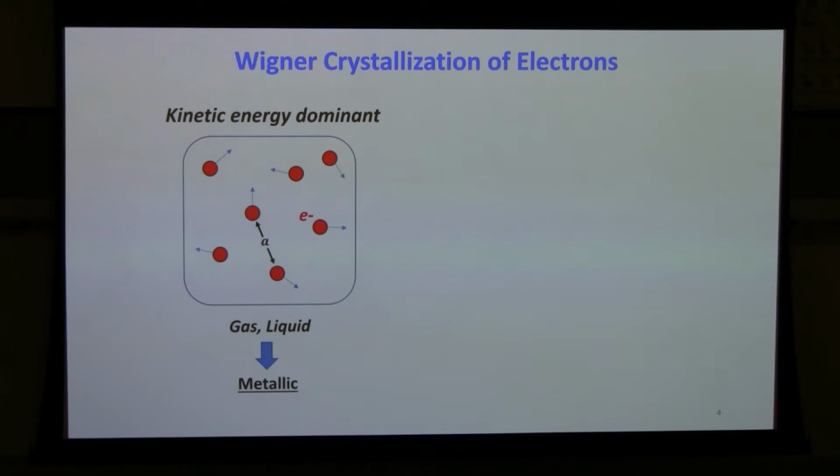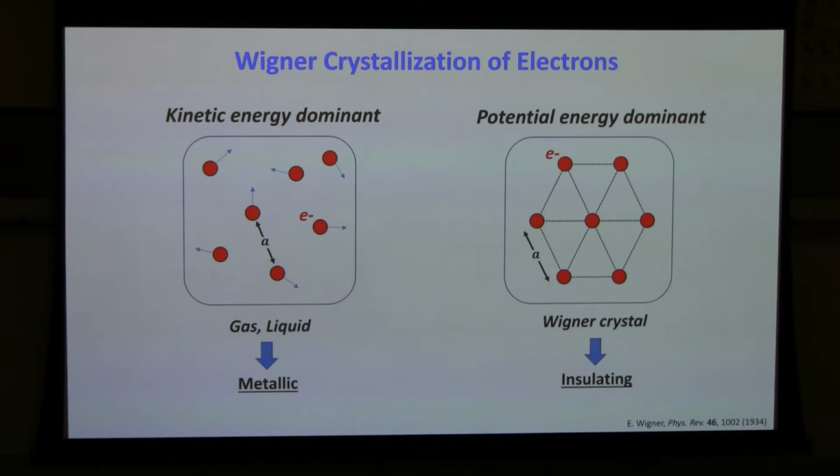In most electronic systems, the kinetic energy of the electrons is dominant, and the electrons are like a gas or a liquid. For example, in metals, the electrons are like a liquid. But if you can engineer an electronic system so that the potential energy is dominant, then you can engineer it so that it costs too much energy for the electrons to move around, and so they freeze. And when I say potential energy, I just mean the electrostatic Coulomb repulsion between electrons. And in that case, we call that system a Wigner crystal, and it's an insulating phase.